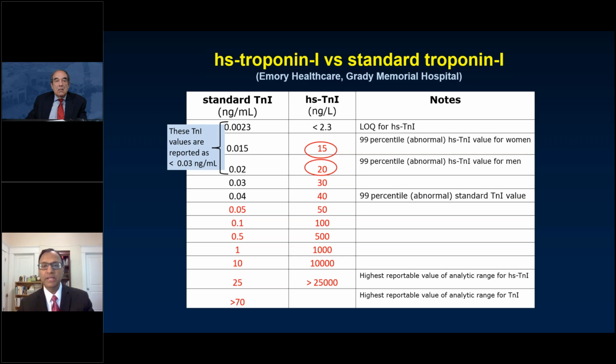The recommendation of many manufacturers of these assays is to have separate cut points for women and for men. This is because the LV mass in women tends to be on average slightly less than that in men. And we do not want to under-detect myocardial injury or myocardial infarction in women and men. And so at Emory, we have honored that particular recommendation from the manufacturer, and we have separate cut points in women and men. And for our assay, that cut point is 15 in women and 20 in men.